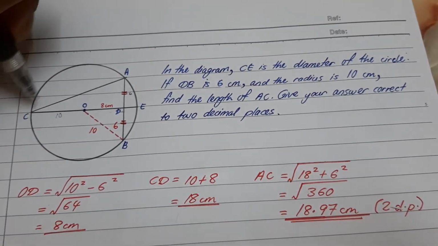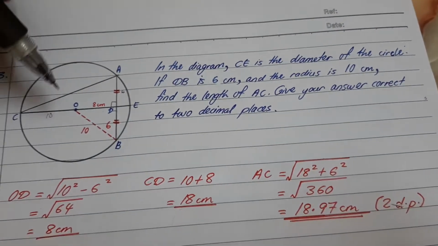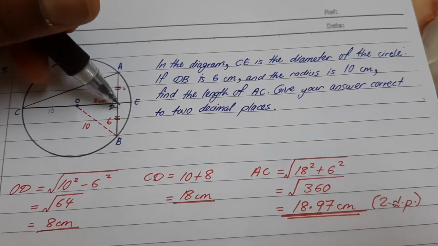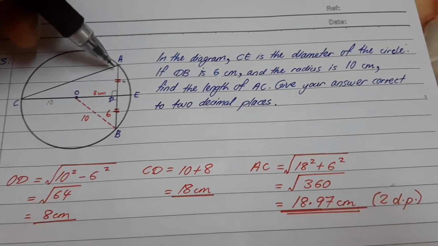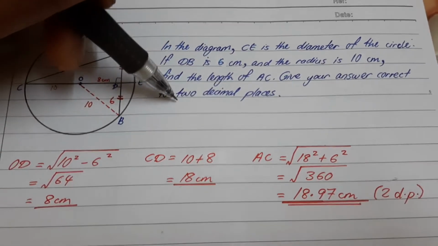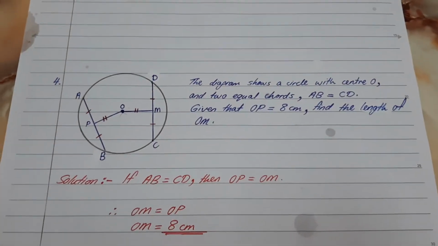Now you want to find AC. Pythagoras theorem again, because this is a right angle triangle. You get 18 square plus 6 square, which is 360. Square root of 360, give your answer to 2 decimal places, so you get 18.97. Okay, last question.